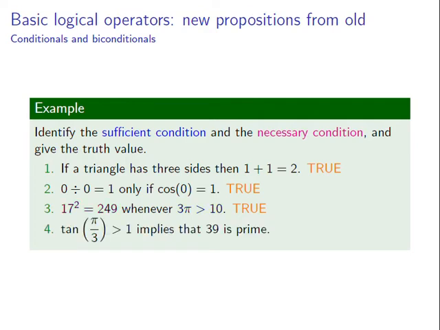In the sentence, the condition that tangent of pi over 3 is greater than 1 implies that 39 is prime. The two conditions are linked by the word implies. Hence, the sufficient condition is the tangent of pi over 3 is greater than 1, and the necessary condition is 39 is prime. Since it is true that the tangent of pi over 3 is greater than 1, but 39 is not prime, the conditional statement is false.